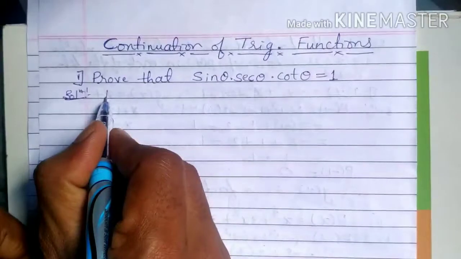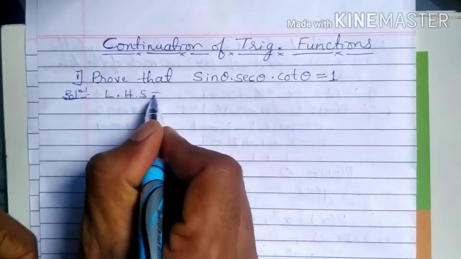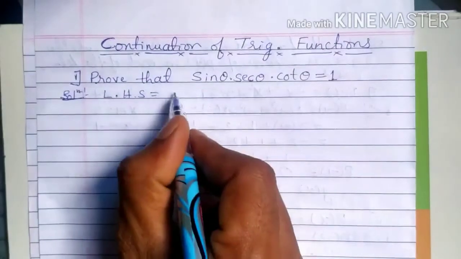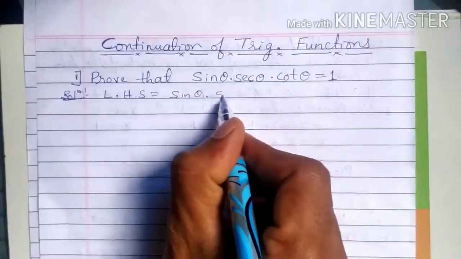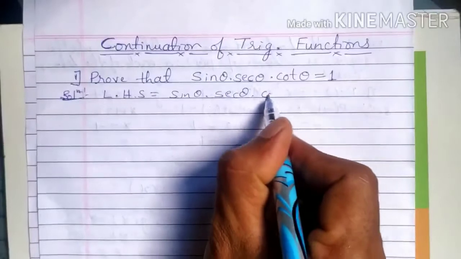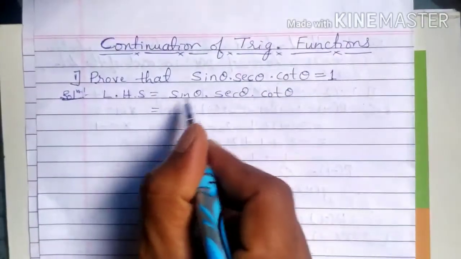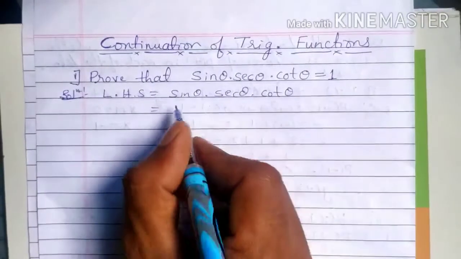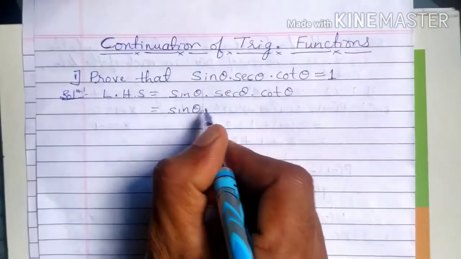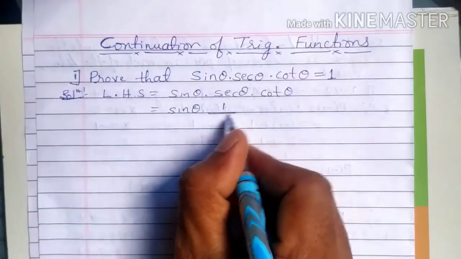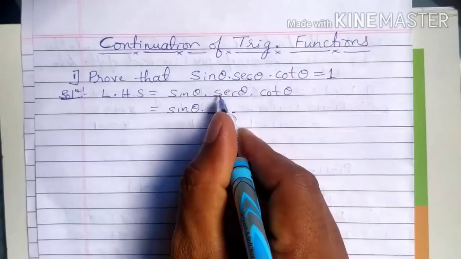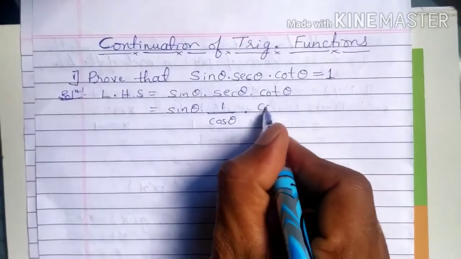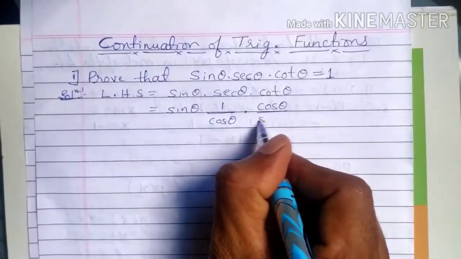So proof: LHS is equal to, what is LHS? Left hand side, sin theta sec theta into cot theta. This is LHS. We'll simplify this and show that the final answer is equal to 1. So I'll keep sin theta as it is. Sec theta is reciprocal of cos theta, right? Sec theta is equal to 1 by cos theta, and cot theta is cos theta divided by sin theta.